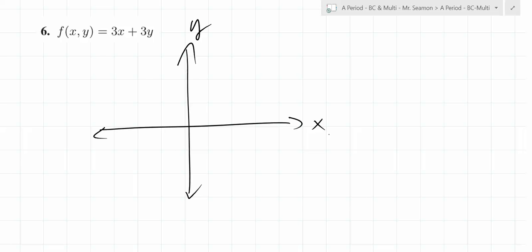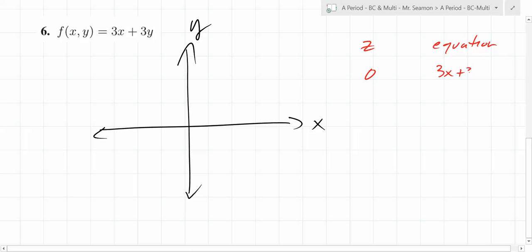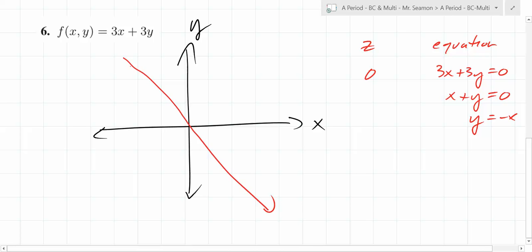Okay. So when you do this, you pick a value for z. So what value of z do you want to do first? How about 0? So if z is 0, what's the equation? 3x plus 3y equals 0. So x plus y is equal to 0, so y is equal to negative x. What does that look like? A terrible line, but there it is. Sorry. There's a line draw tool that I should use, but I'm not going to.